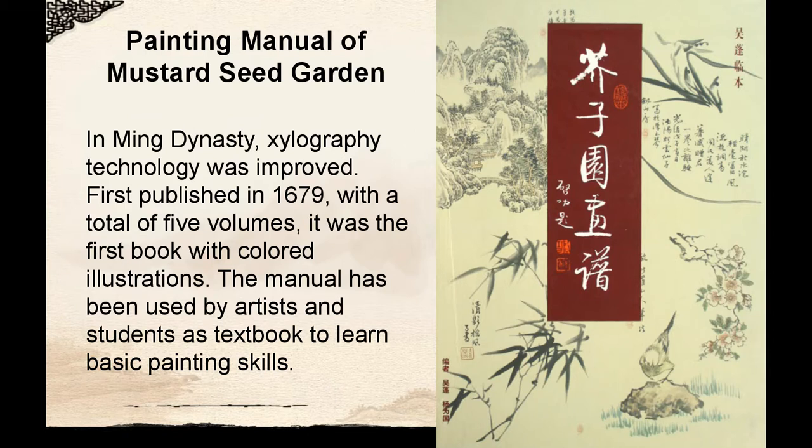It is a must to introduce the book Painting Manual of Mustard Seed Garden. In the Ming Dynasty, xylography technology was improved. Xylography was woodblock printing. Painting Manual of Mustard Seed Garden was first published in 1679, with a total of 5 volumes. It was the first book with colored illustrations. The manual has been used by artists and students as textbook to learn basic painting skills.